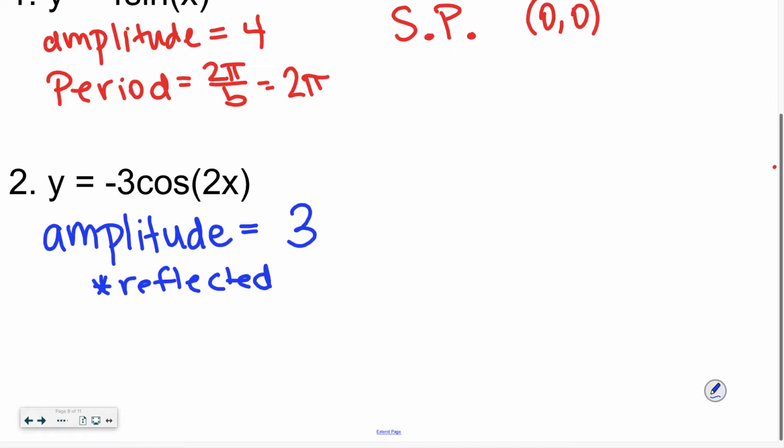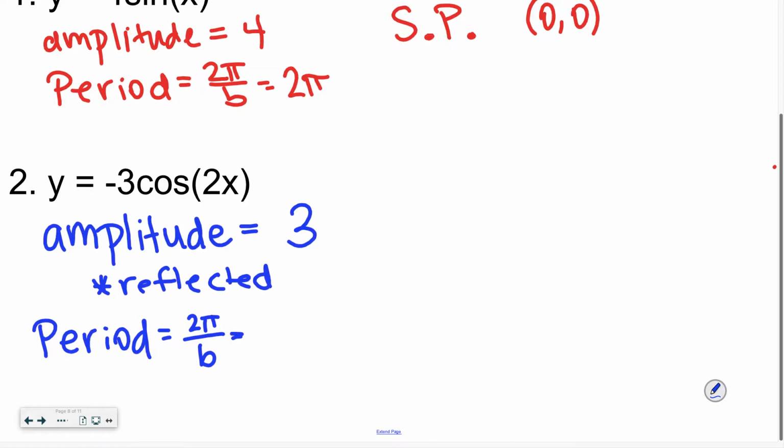Or I guess more of a hill. But we'll talk about that more, like I said, in our next lesson. Okay, let's calculate the period. The period we calculate by taking 2 pi divided by b. We take 2 pi divided by b.